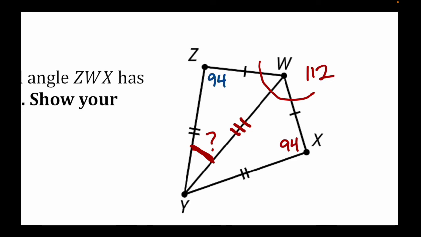this angle at the top, because these angles here will be congruent, since corresponding parts of congruent triangles are congruent, we can cut that 112 in half, which would be 56. So we're going to have 56 and 56 for each of those. Meaning now I know that this whole triangle on the left here, WZY, this whole triangle should add up to 180.